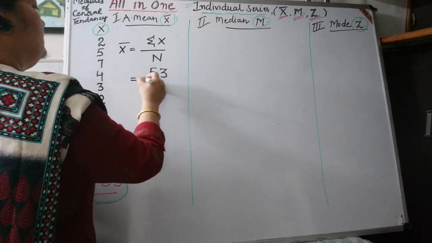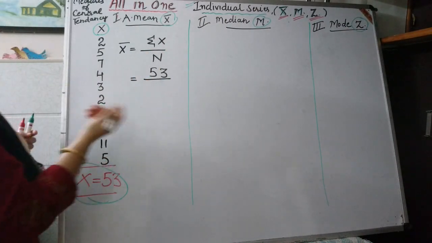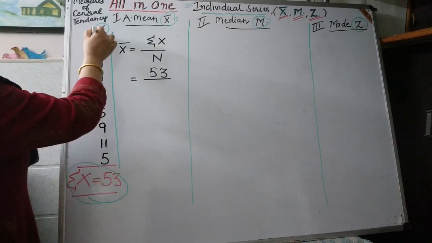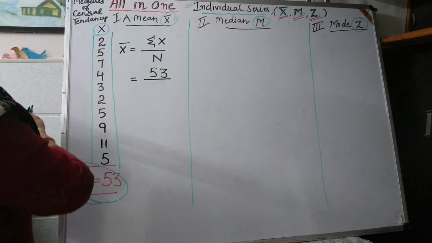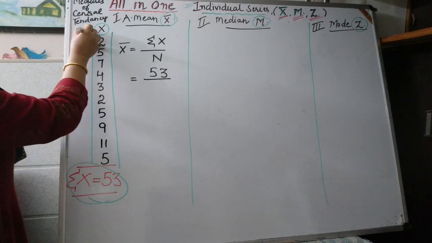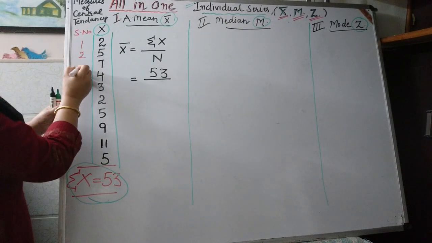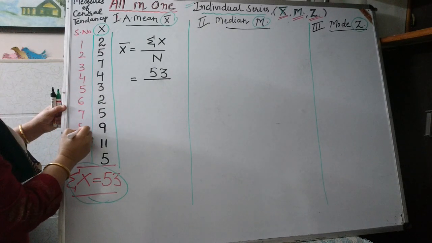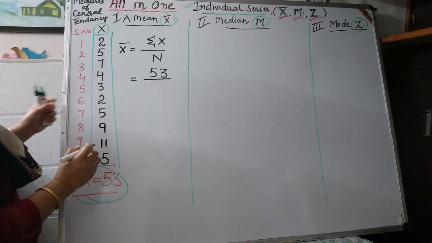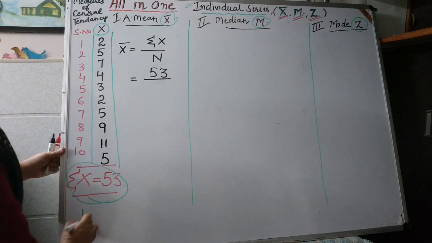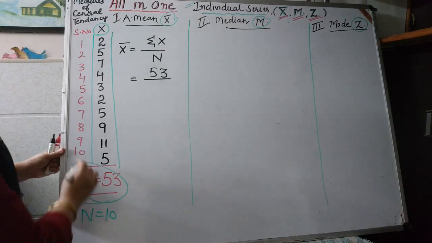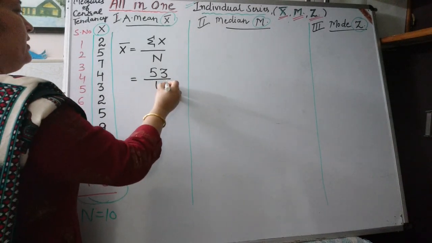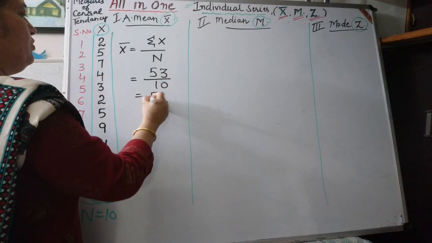53 divided by n. What are the values of x? N. How will n be taken? So let us prepare here a serial number. Serial number will tell us how many items are there. So here total items are 10. So n is equal to 10. So here 10 values are there. 53 divided by 10 is equal to 5.3.